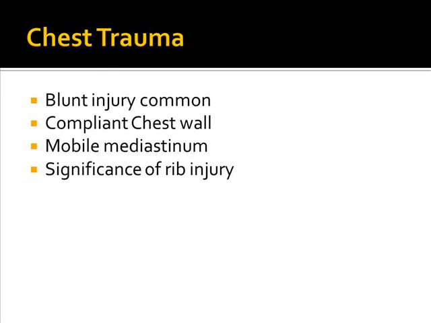And number 2, the mediastinum is quite mobile, and if you have a rib fracture in a child, then there is a greater likelihood of internal injury than in the adult, because great force is required to fracture the ribs, which usually tend to be quite compliant.